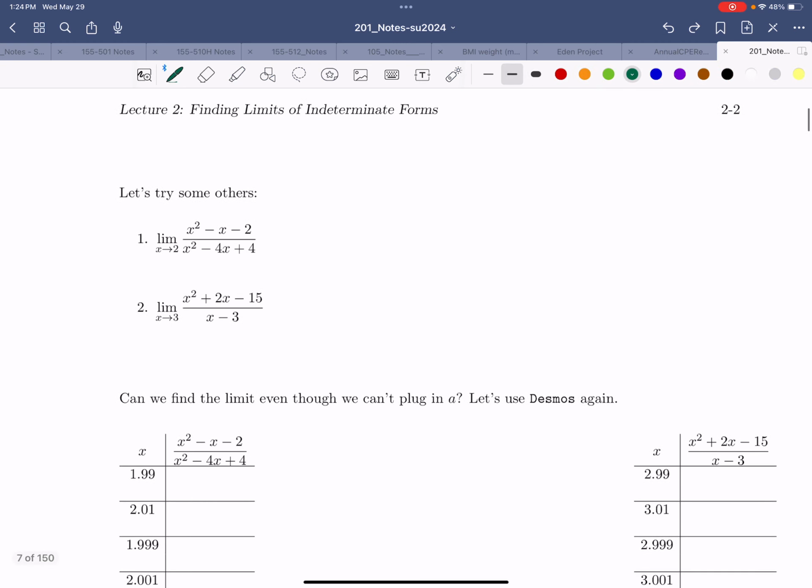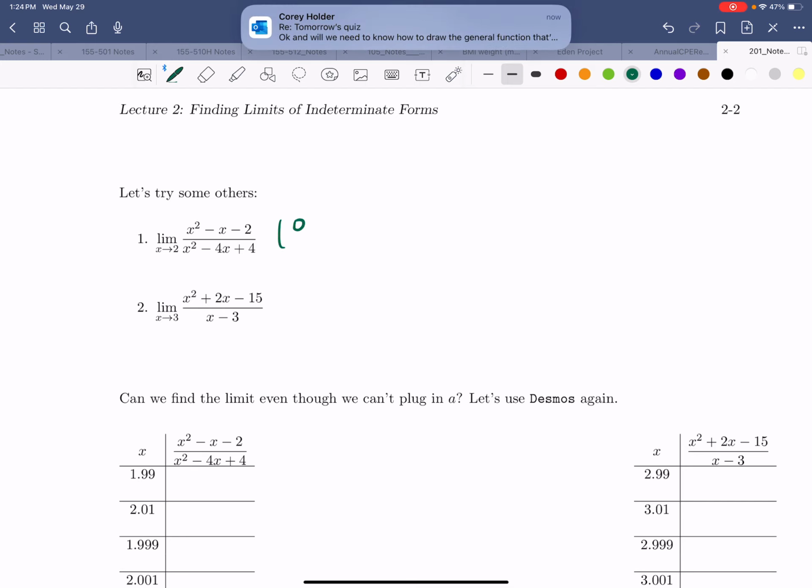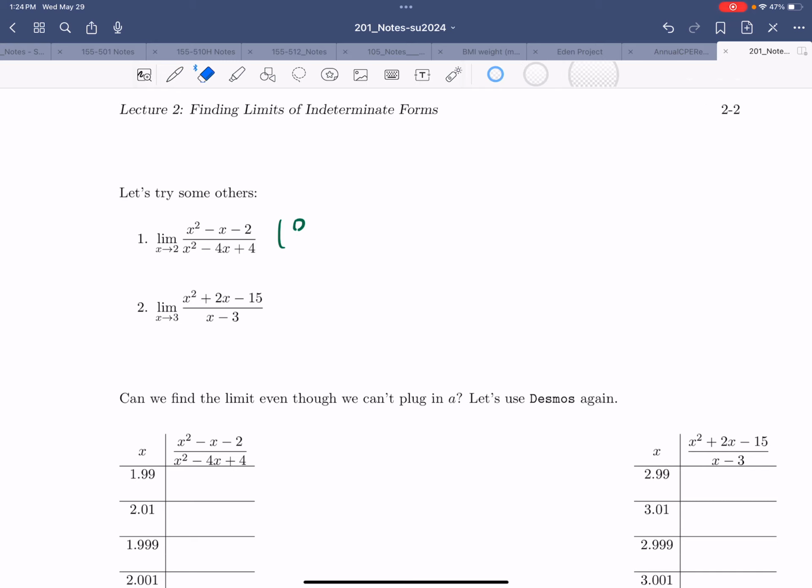All right, so let's try some others, okay? If we try number 1, I guess we plug in 2. We're going to get, it looks like, 0 on the top, and that's kind of weird. It looks like we're getting 0 on the top and 0 on the bottom. Okay, don't really know what's going on there. Okay, let's go on to the next one.